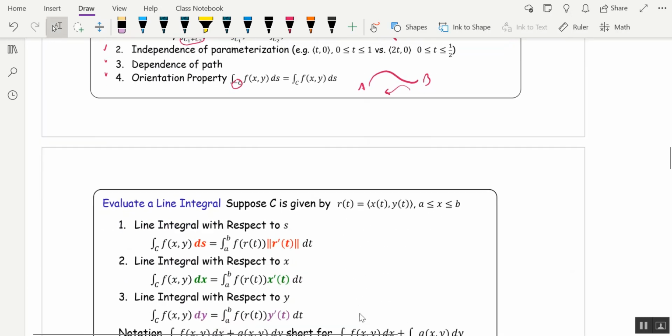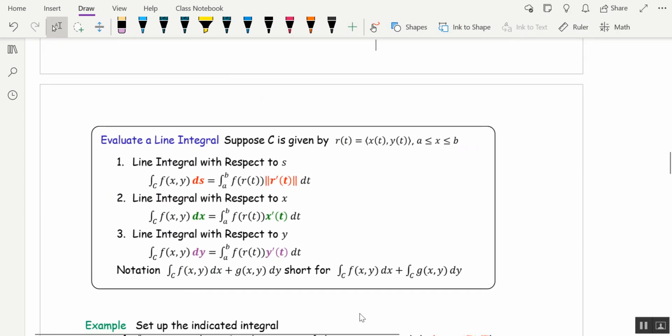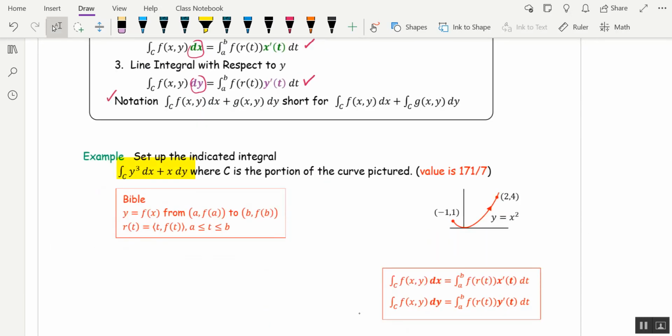So we're going to end with 2 more formulas, line integral with respect to x and line integral with respect to y. So they're slightly different than the one we just covered. And the way you can tell which formula to use is you look at the differential. Is it ds, dx, or dy? And the dx, dy, a lot of times we'll combine them into the same integral. And so I'll show you an example of that. Let's set up this line integral, which is a combination of a line integral with respect to x and y.